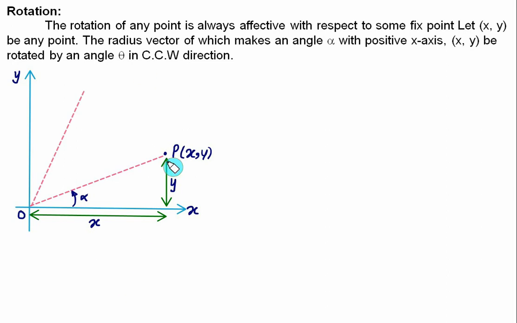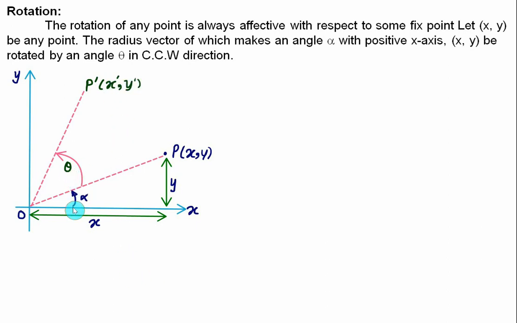So this point is shifted to the new point P prime, which has x coordinate x prime and y coordinate y prime. This time the angle made by the new point with the original point P in an anti-clockwise direction is theta. So we want to develop a generalized expression relating the x coordinate, y coordinate, angles alpha and theta, and the new coordinate x prime, y prime.